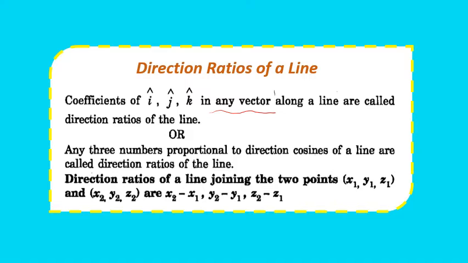Now if we have 2 points x1, y1, z1 and x2, y2, z2, then the direction ratios of the line joining these 2 points will be x2 minus x1, y2 minus y1 and z2 minus z1. Clear? So pause and note down this point.